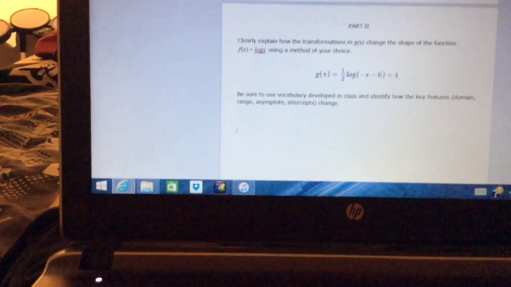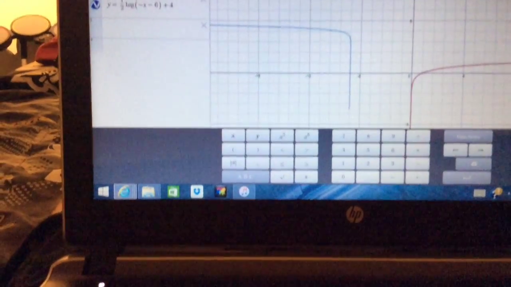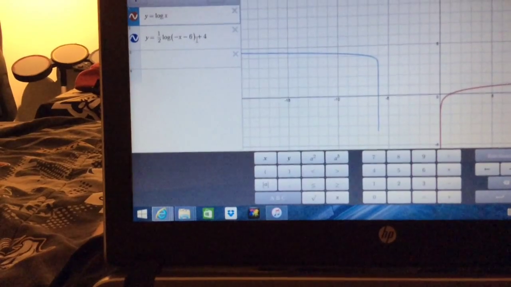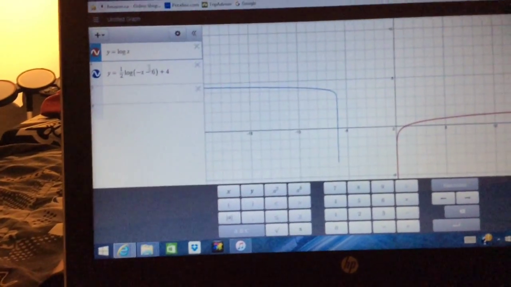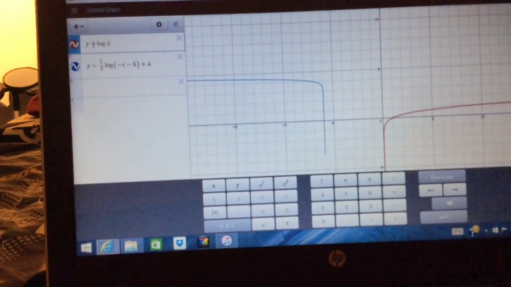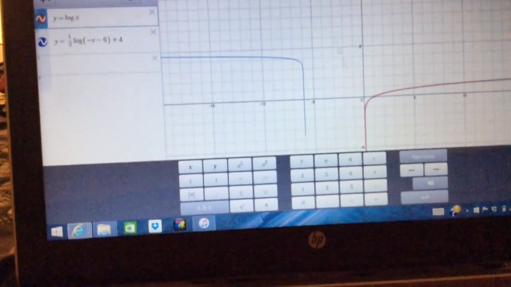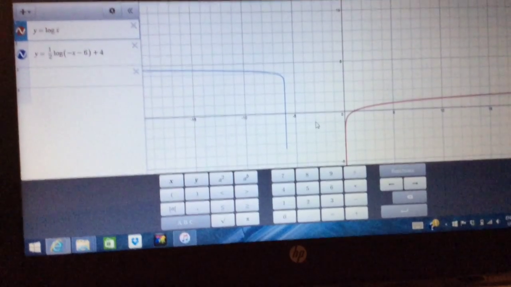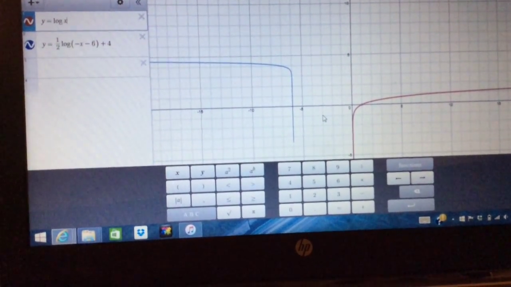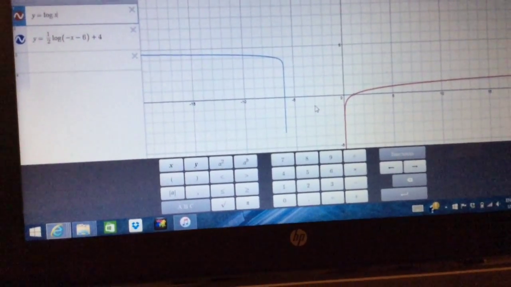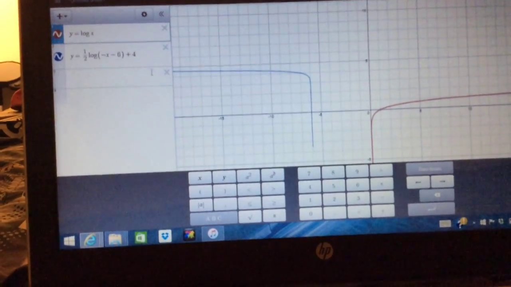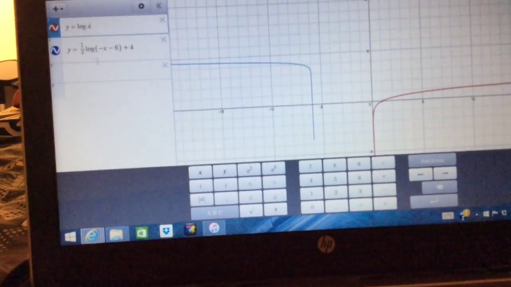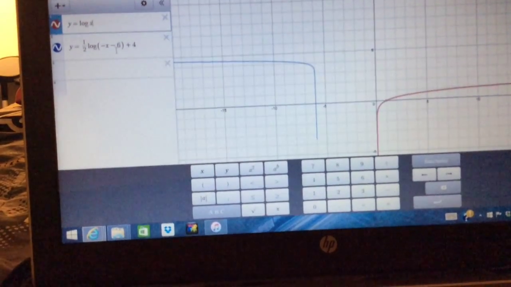So the transformed function is f(x) equals 1/2 log(negative x minus 6) plus 4. And the parent function is f(x) equals log x. So the differences between these graphs is that the function is flipped over the y-axis because of the negative in front of the x, as well as it's compressed by a factor of 1/2, and it's translated left 6 units and up 4.